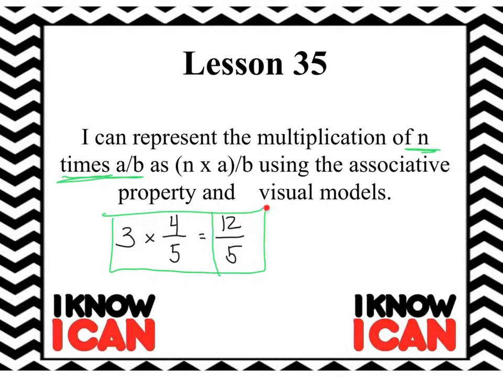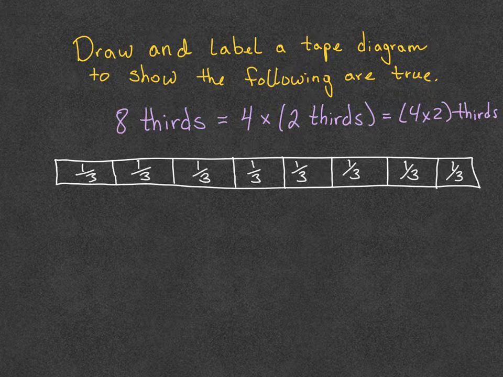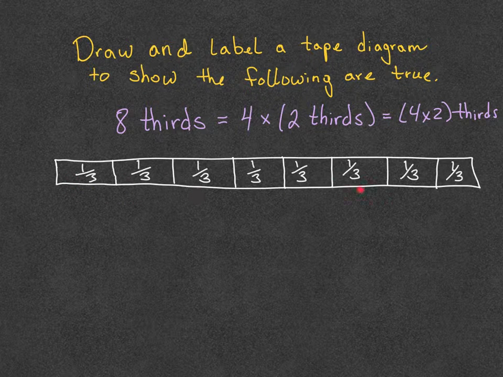But today we're going to try to see if we can really understand what's happening, using those visual models to help us break it down. And so let's get started. Draw and label a tape diagram to show the following are true. So basically they want to know if 8 thirds is equal to 4 times 2 thirds, which really is saying 4 groups of 2 thirds. Well, it is. And I created a tape diagram here to show you.